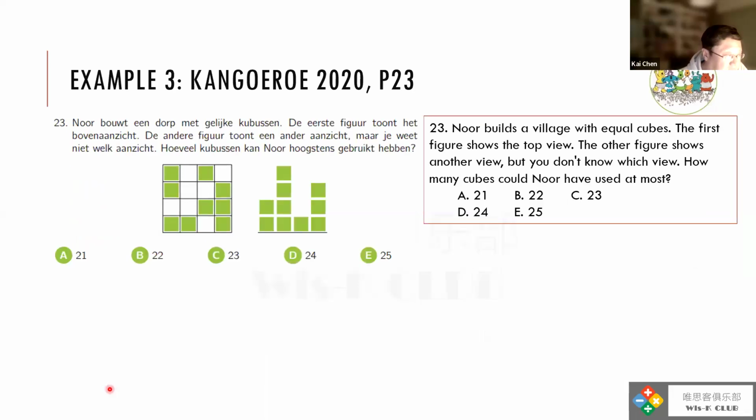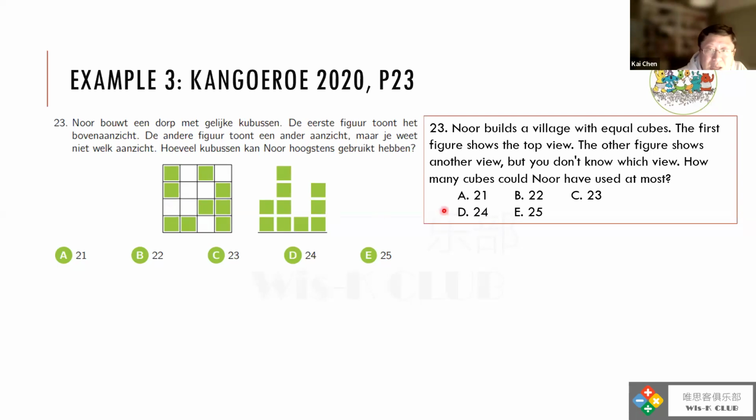Okay, the third one is also an interesting one because sometimes it challenges your imagination. So this question is asking: Noor built a village with cubes. The figure on the left is the top view, from top to bottom, and on the right is another view, but it's not clear whether it's a front view, left view, back view, or right view.